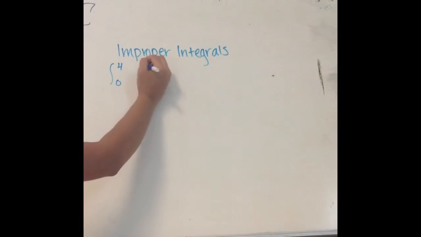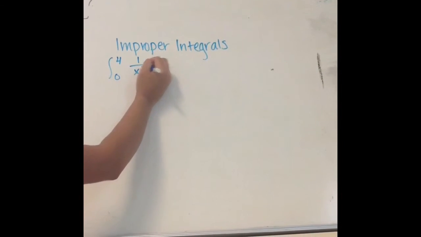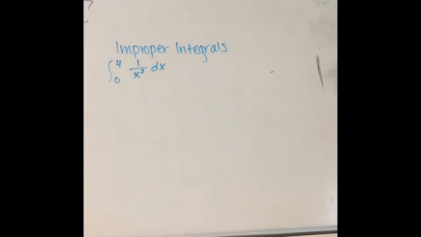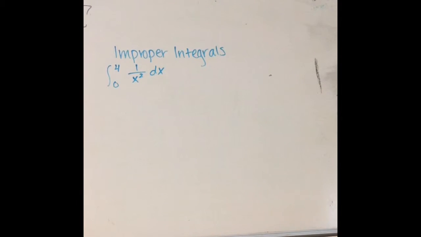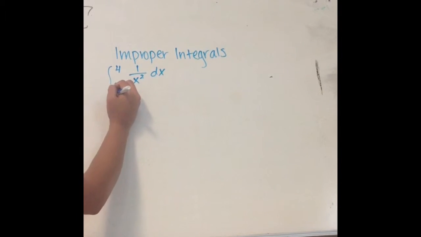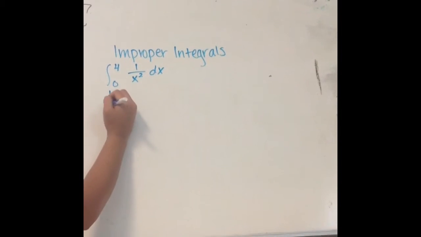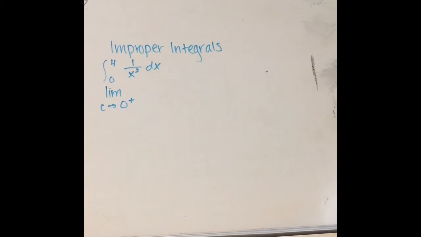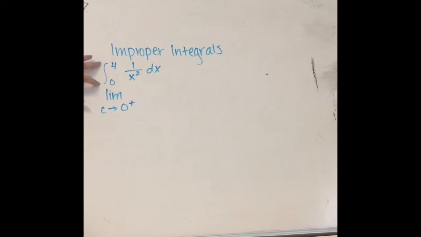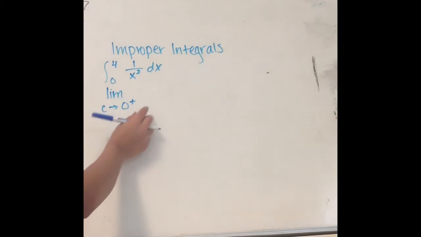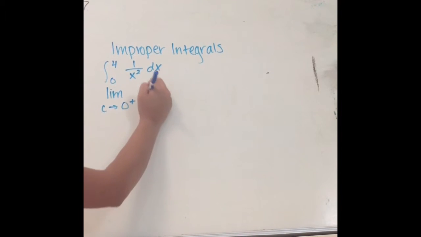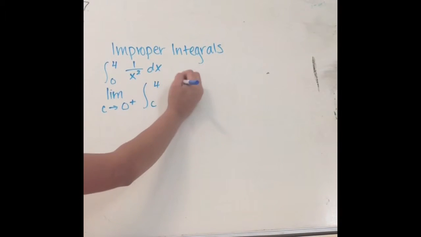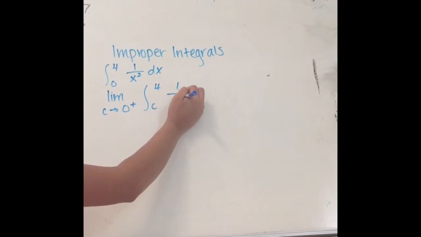Integral from 0 to 4 of 1 over x squared. So if we were to try to put in 0, it would not exist, so we have to set a limit. So instead of this, we do the limit as c approaches 0 from the right side. We do it from the right side because we're taking the integral from 0 to 4. So on the graph, it would have to be approached from the right side, integral from c to 4 of 1 over x squared.